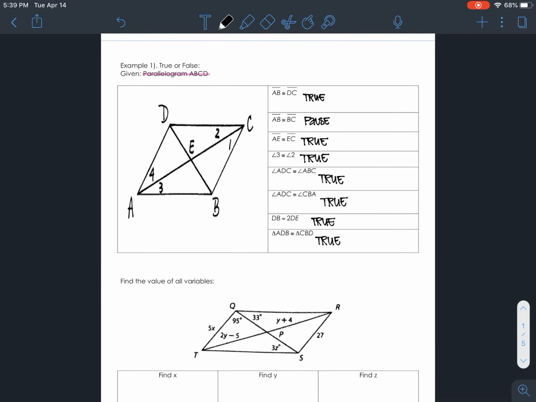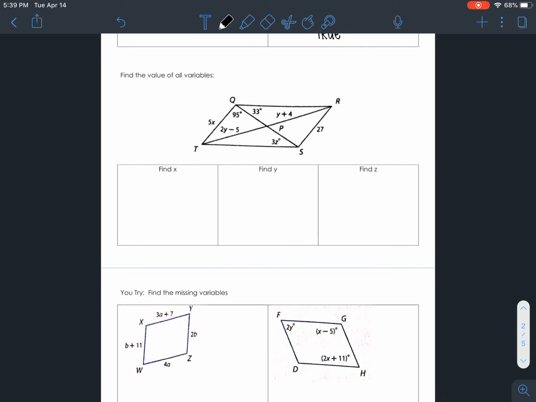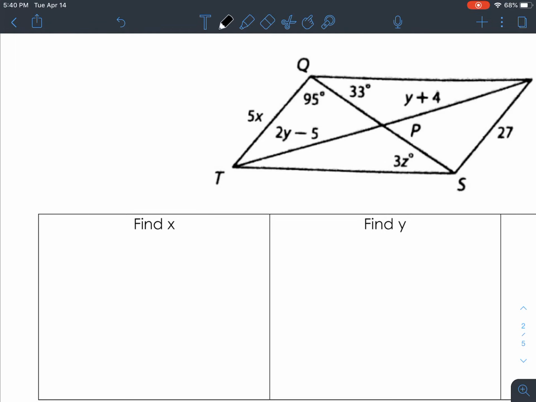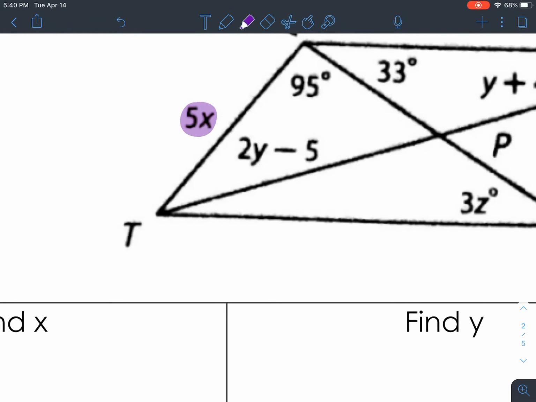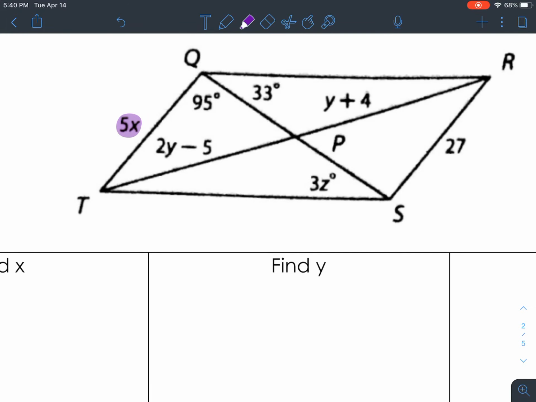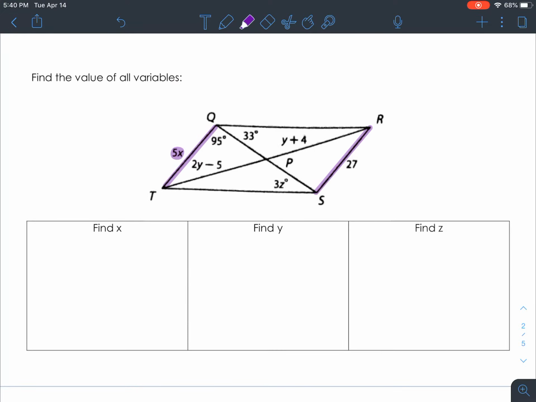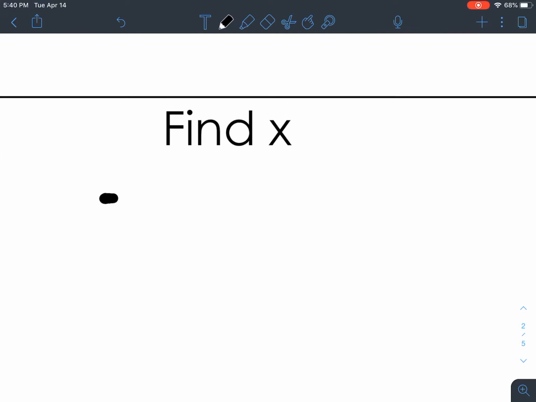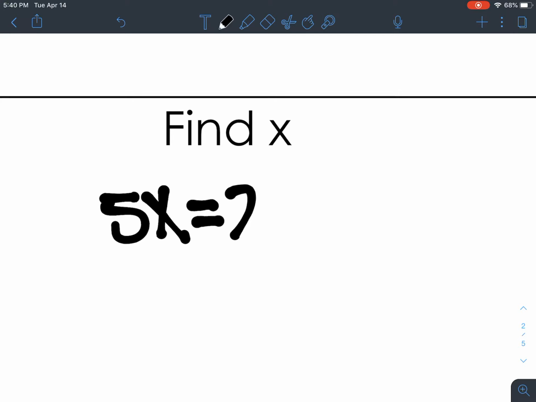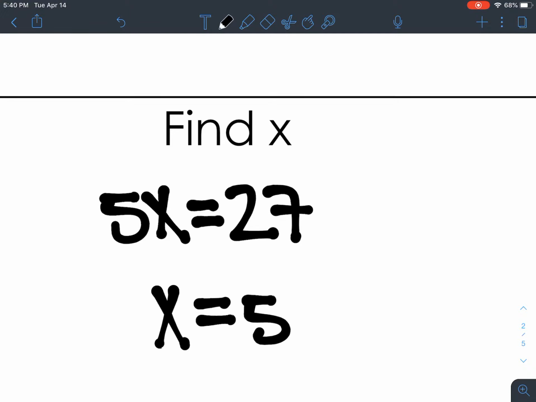Okay. All right, so the next example, we have to find the missing variables. So let's start with finding x. So let's identify x first. So x right here is the length of QT. And I'm going to look at QT and RS. I know that because it's a parallelogram, the opposite sides have to be congruent. So I'm going to set 5x equal to 27. And then when I divide that out, I get 5.4. So x is equal to 5.4.